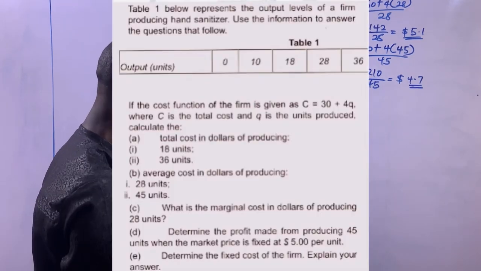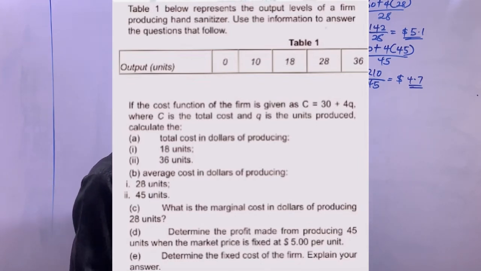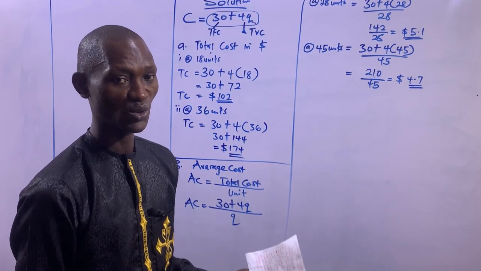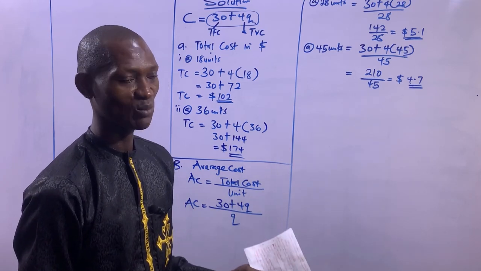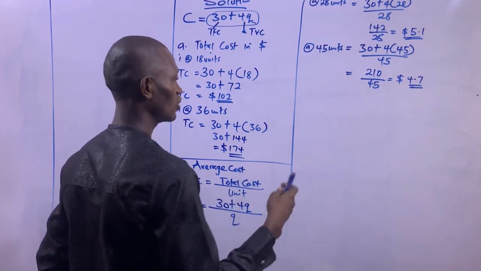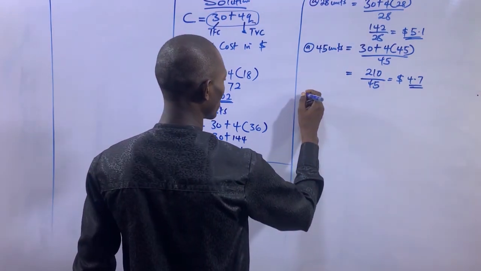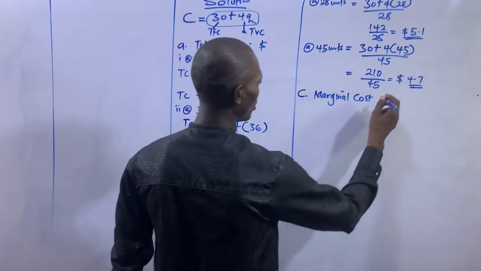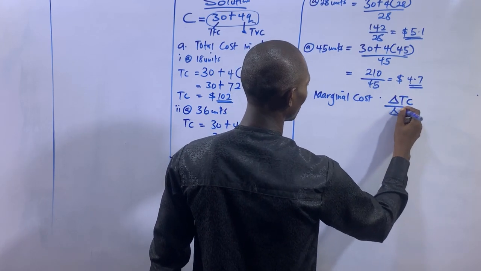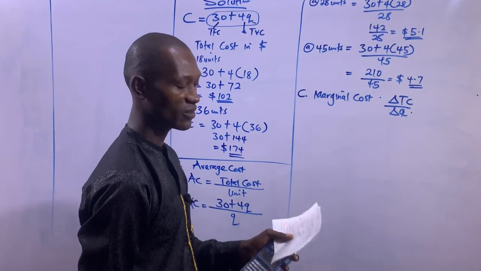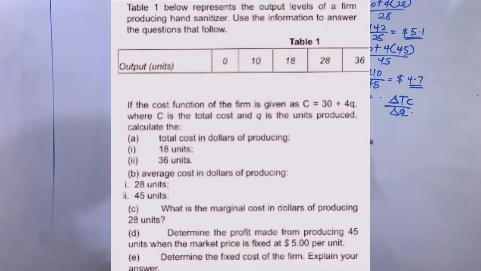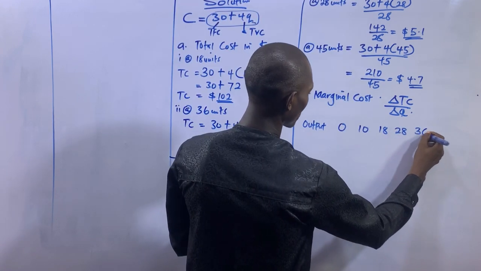So the C part now says, what is the marginal cost of producing 28 units? Marginal cost, you already knew, is change in total cost divided by change in units of output, or change in total variable cost divided by units of output. But to get that, we are going to do some little calculation together. The levels of output given here, that means they were produced basically. So we have 0, then 10, 18, 28, 36, and 45.